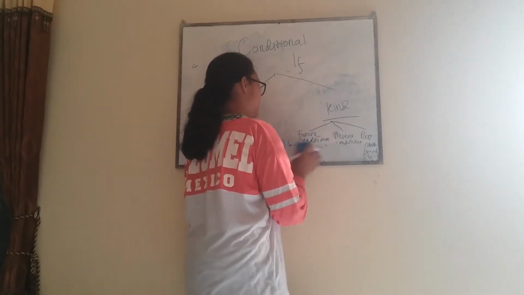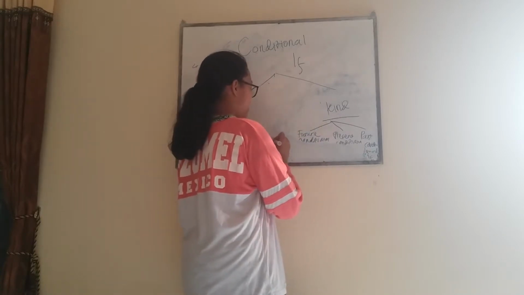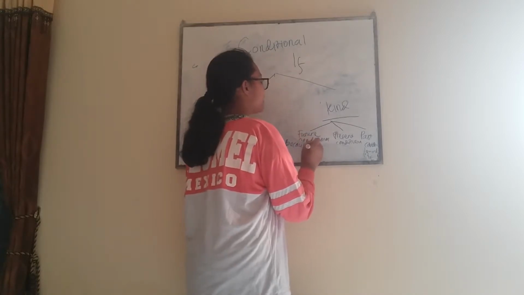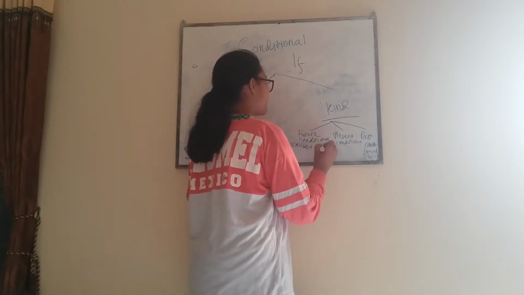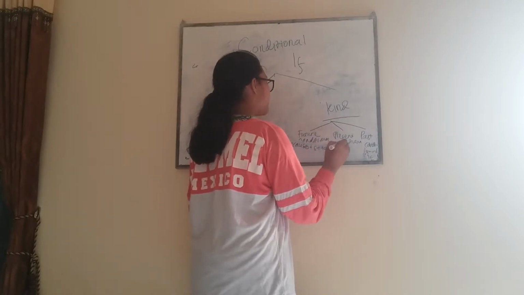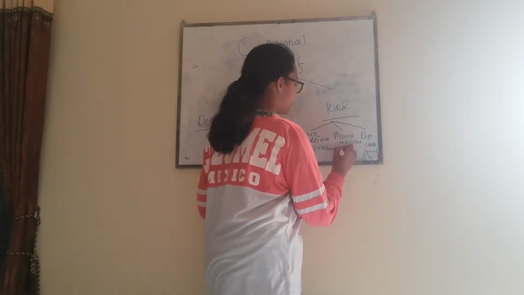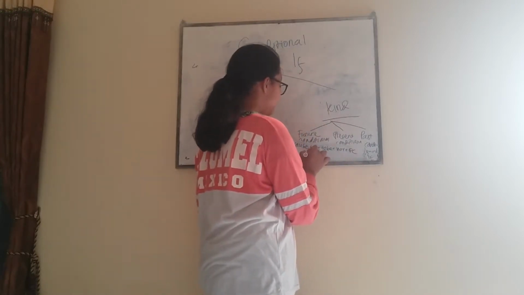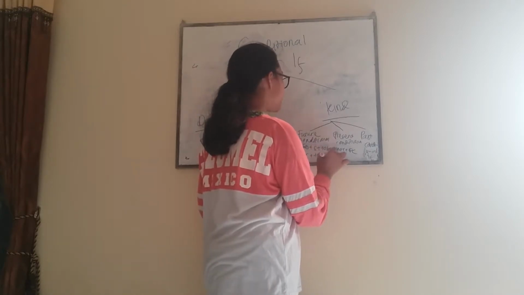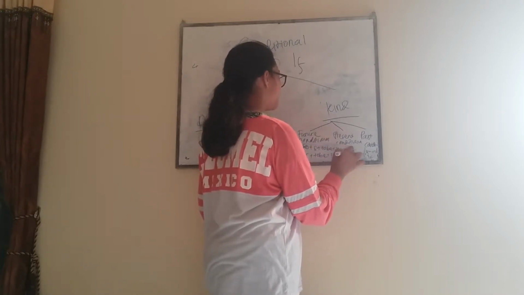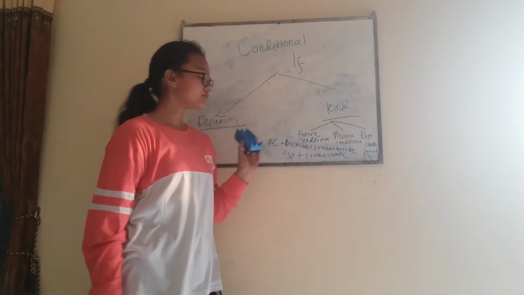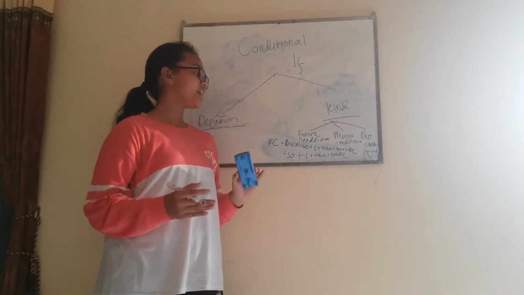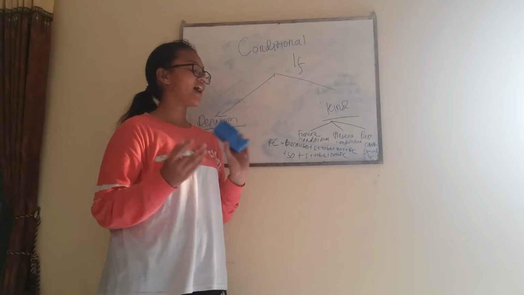And the real condition is because plus subject plus to be plus not plus predicate complement plus so plus subject plus to be plus not plus predicate complement. For example, because Rini is not rich, so they are not happy today.